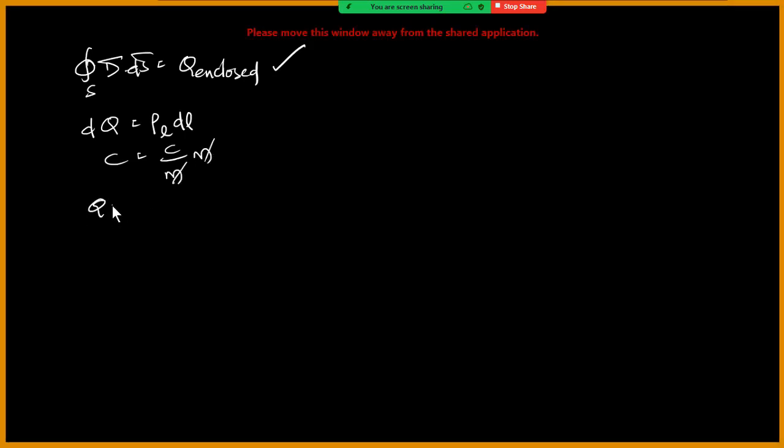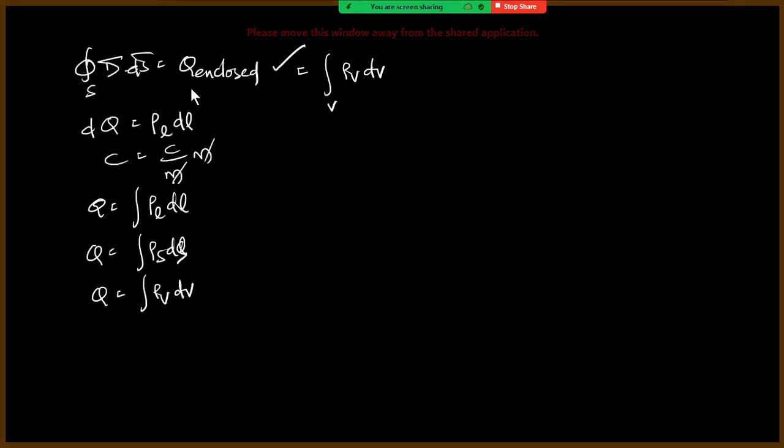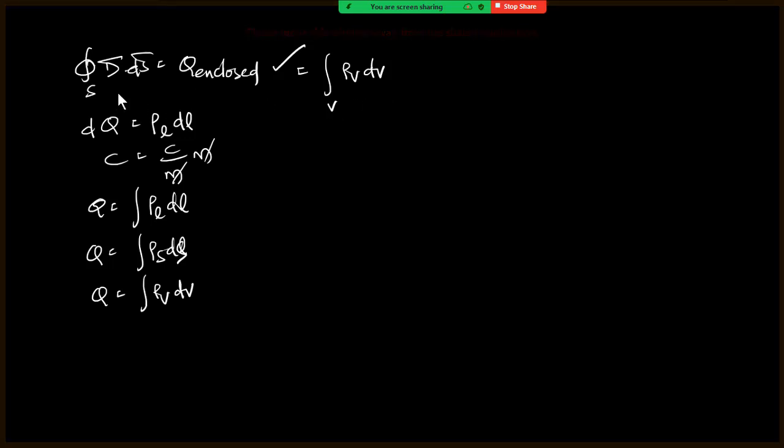So to get the total charge, what we need to do is integration: integral of rho l dl. Similarly, Q is equal to integral of rho s ds, and here we can write integral of rho v dv. So this can be written as the volume integral of rho v dv. But now if you see carefully, the left side has a surface integral and the right side has a volume integral.